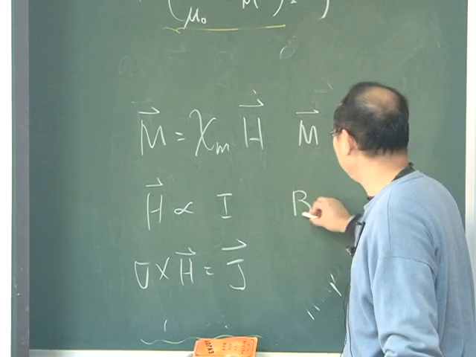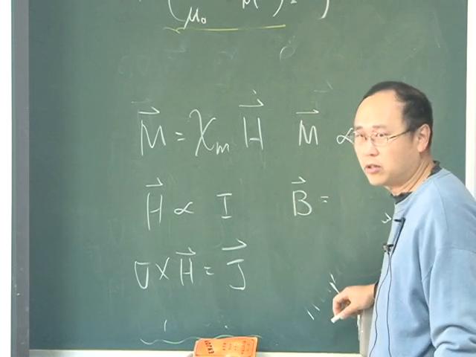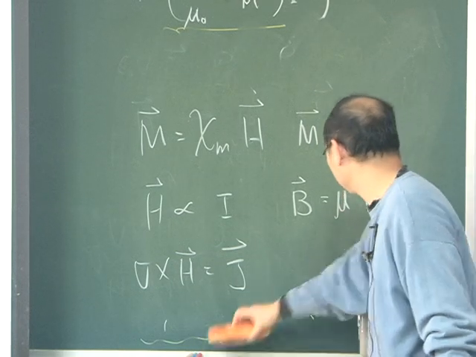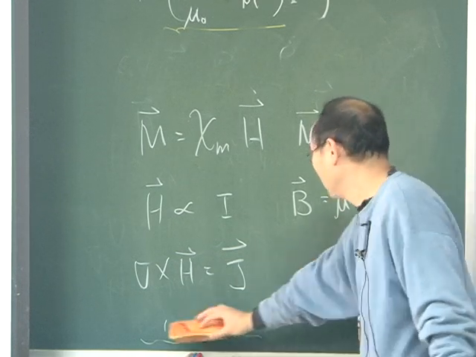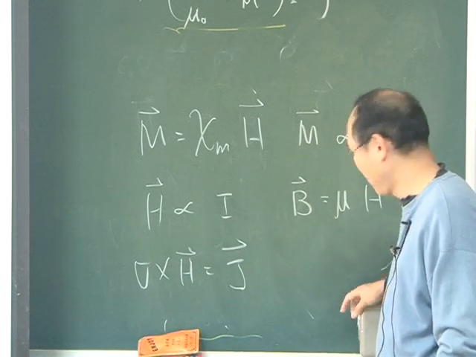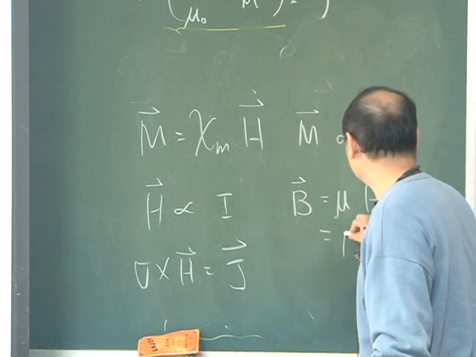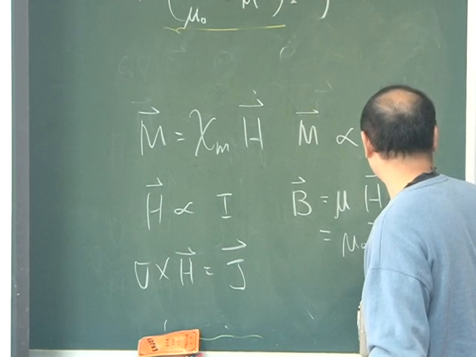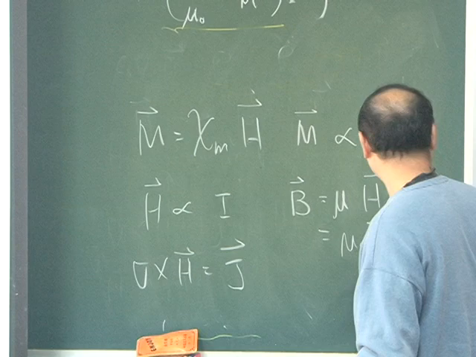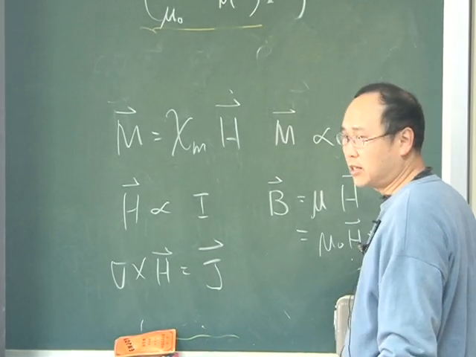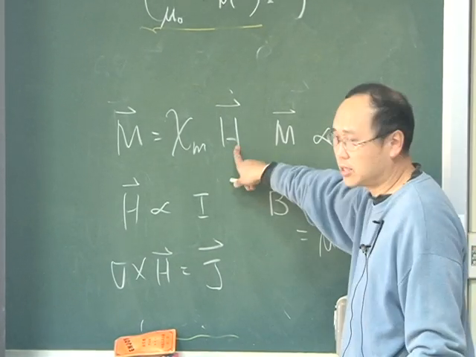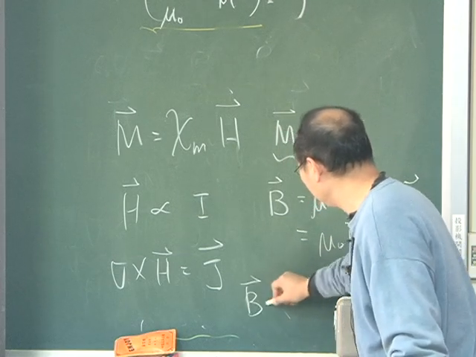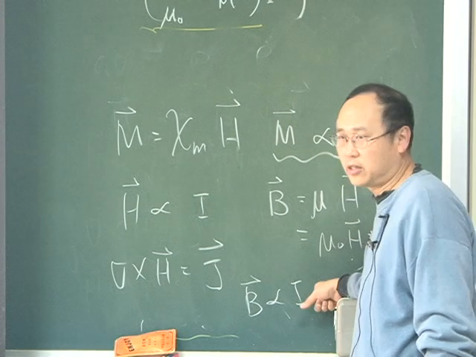But because we write B equal to mu H, and this is equal to mu naught H plus mu naught chi m H, and this is linearly related through this. So when we say this, we are saying that the B is proportional to the current.